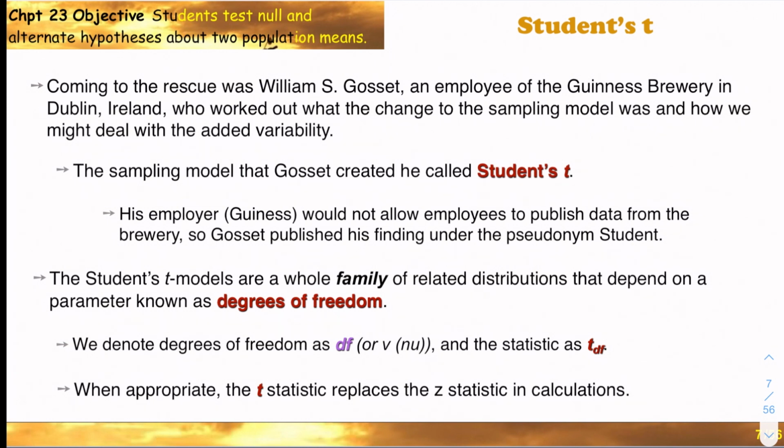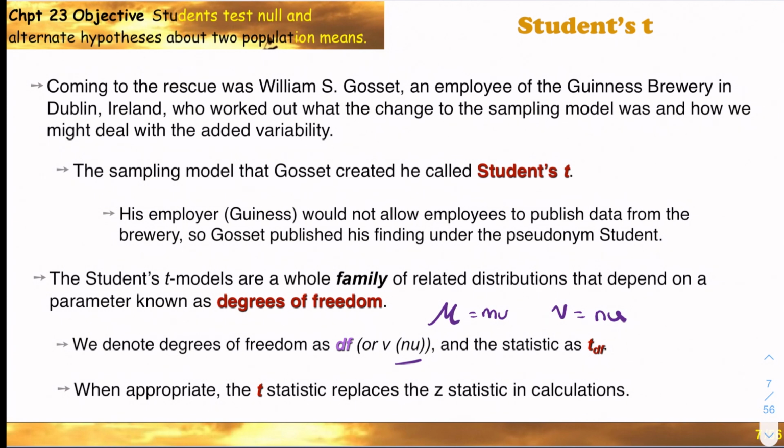So the Student's t models are a whole family of related distributions that depend on a parameter known as degrees of freedom. So we denote degrees of freedom as df, or the Greek letter nu. The letter after mu, which is pronounced mu for mean, is the lowercase nu, which is why that's written there. I'm going to use these interchangeably in the notes. And the test statistic that we use, so instead of a z-score, we use t with a subscript of degrees of freedom.